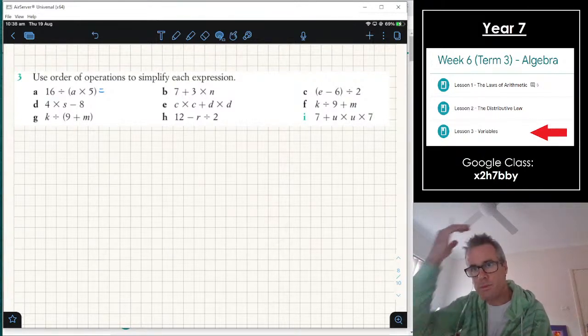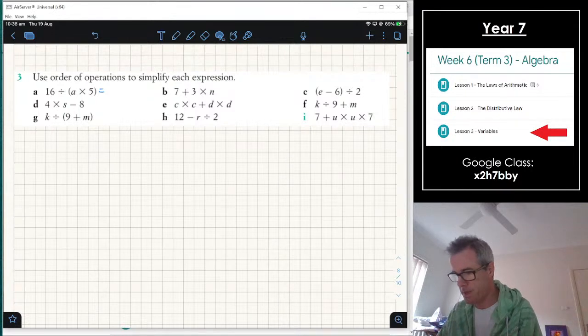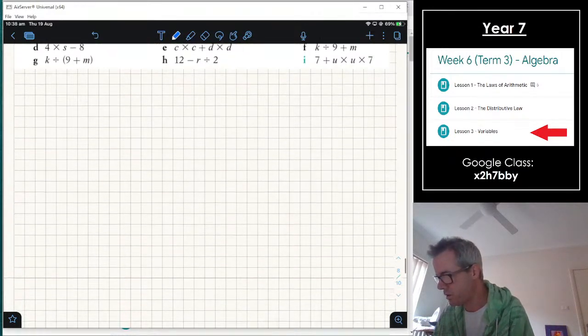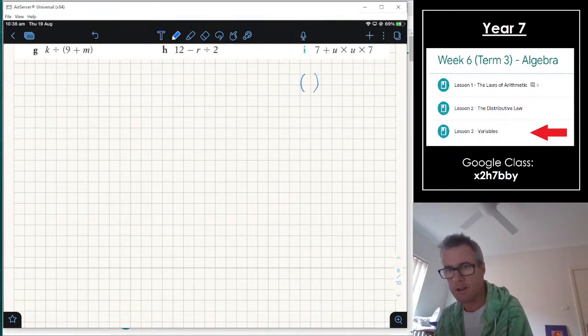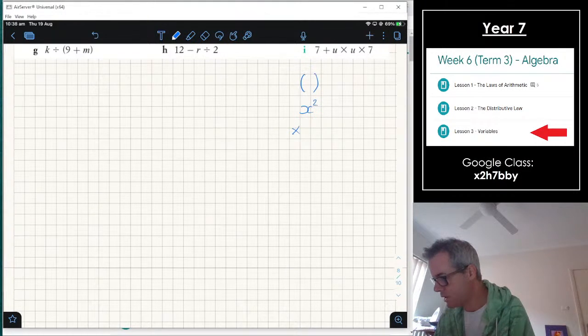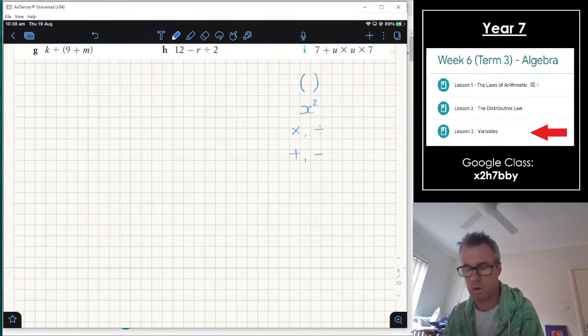Okay, let's have a look at this problem here. Now, this is all about order of operations. Hopefully, you guys can remember your order of operations, right? Remember, order of operations dictates that we do our brackets first. Solve everything in our brackets first. Then we do our powers, or our indices. Then we do our multiplication and division. And then finally, our addition and subtraction, like so, in order.